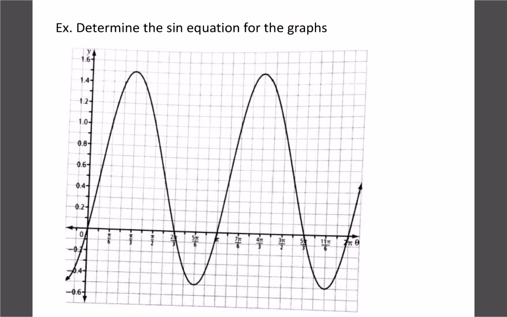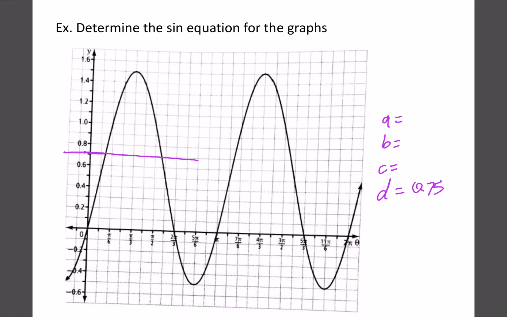So let's try a couple more. So here's another one. We want just the sine equation this time. So find your midpoint. So we'll do your ABCD again. Let's start with D. So our midpoint's at 1.5, so that would be at 0.75.